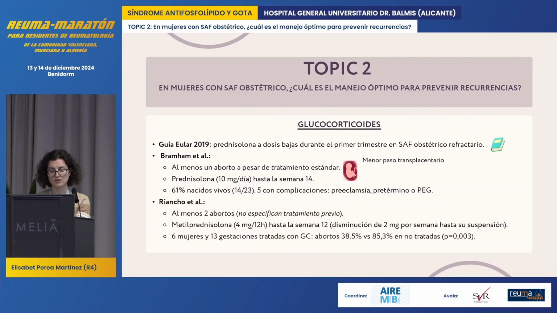Another study, published more recently in 2022 and conducted here in Spain, also evaluated the role of glucocorticoids in refractory obstetric APS. In this case, they included women with obstetric APS who had experienced at least 2 miscarriages, although it was not specified whether they had received prior treatment. In this case, they used a different corticosteroid regimen, methylprednisolone, up to week 12, followed by a gradual dose reduction. In this case, they observed that the miscarriage rate decreased in patients who received corticosteroids, and it was 38.5% compared to 85% in untreated patients.